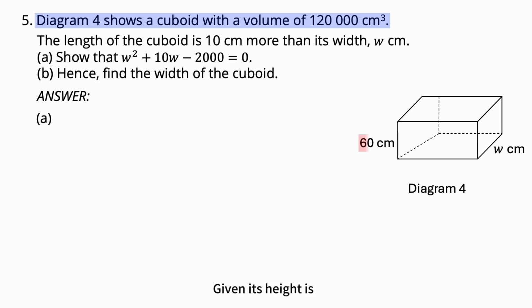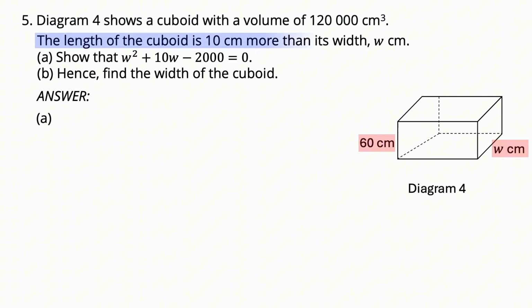Given its height is 60 centimeters and its width, W. The length of the cuboid is 10 centimeters more than its width. This means if the width is W, the length is W plus 10. A. Show that W square plus 10W minus 2000 is equal to 0.